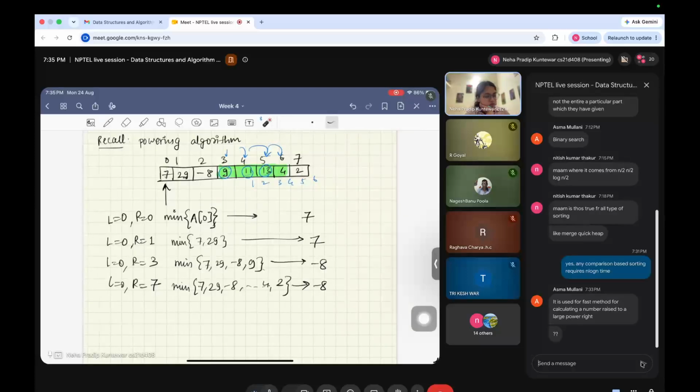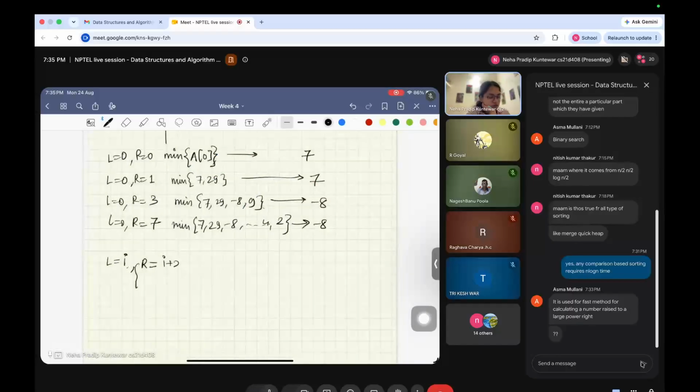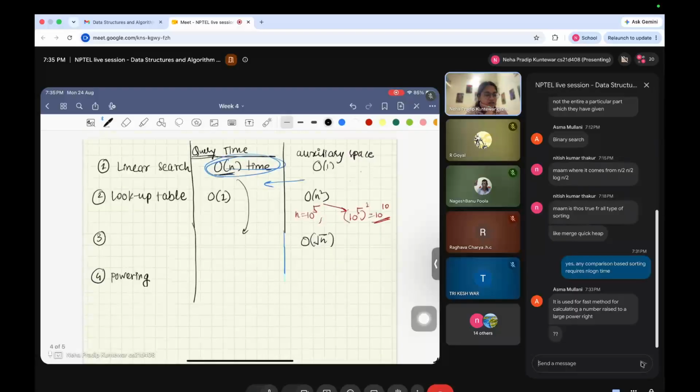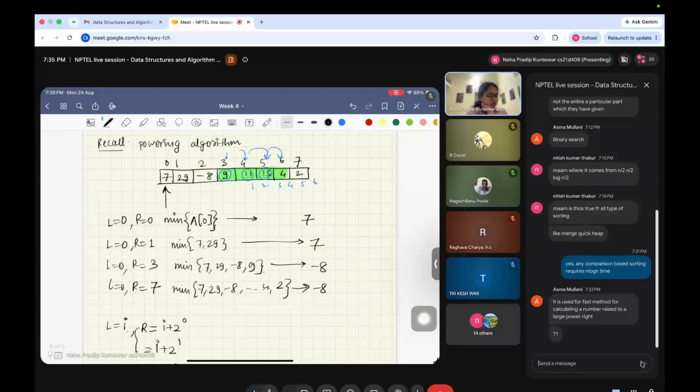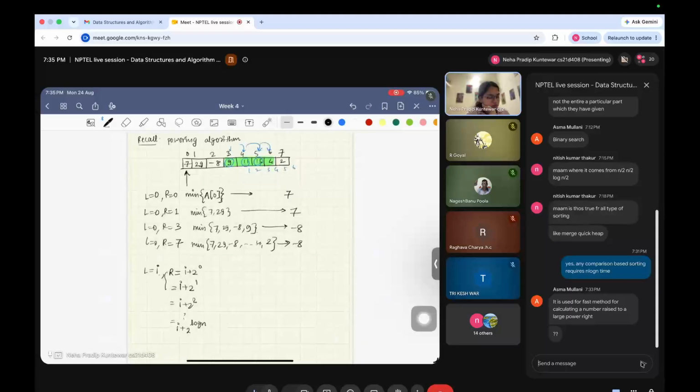Suppose I were to change the value of L to 1. In general, if L is I, then the values of R that we are going to deal with are I plus 2 to the 0, I plus 2 to the 1, I plus 2 square, and so on up to I plus 2 to the log n, which in this case is 3. So that's what we're going to do, keep the minimum like this.